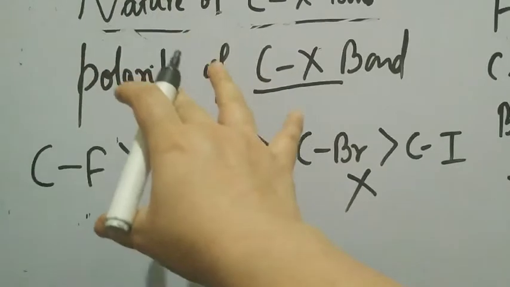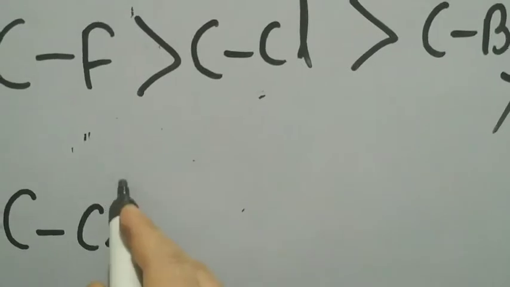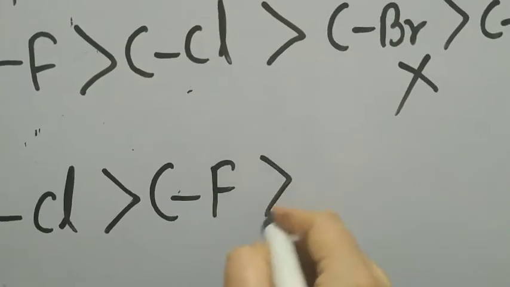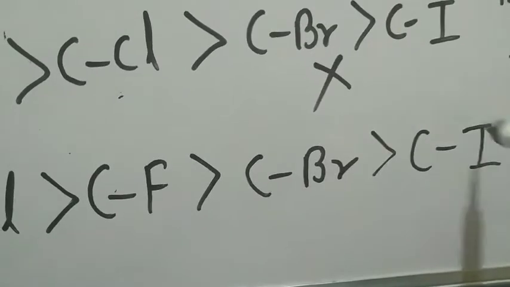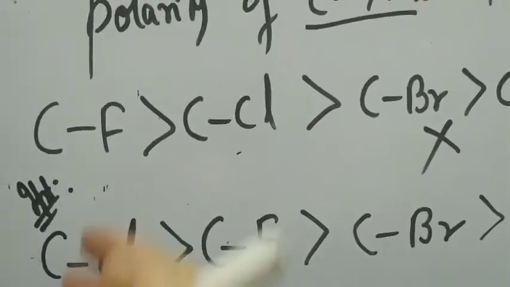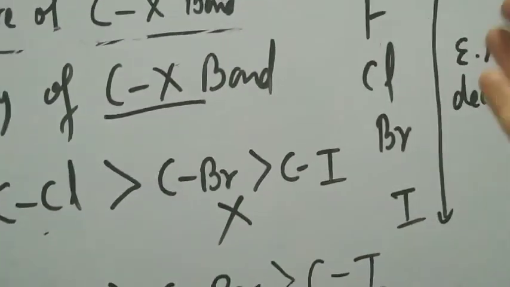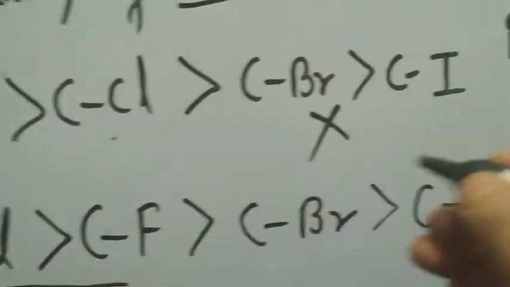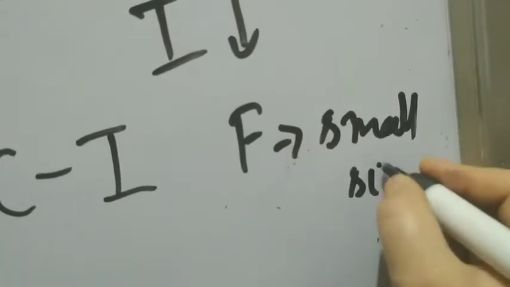When we study the polarity of CX bonds, what we observe is that the correct order is: the CCl bond is the most polar bond. After that we have CF, after that we have CBr, and after that we have CI. It is very important to remember this order. Why is the change here? In spite of the fact that F is the most electronegative element not only of the group but of the periodic table, we cannot ignore the other property of fluorine, that the fluorine atom has a very small size.